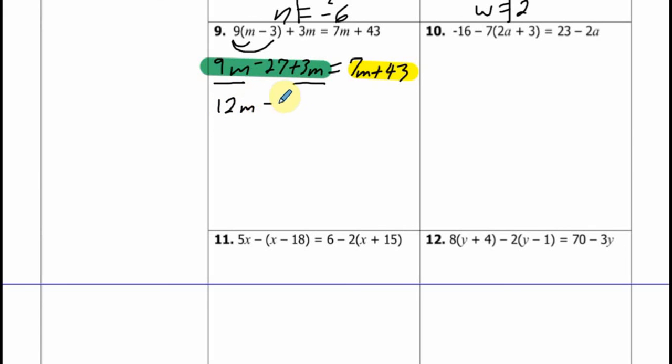12m, make sure you bring down the minus 27, equals 7m plus 43. All right, so that's step 2. Step 3, get variables on one side.